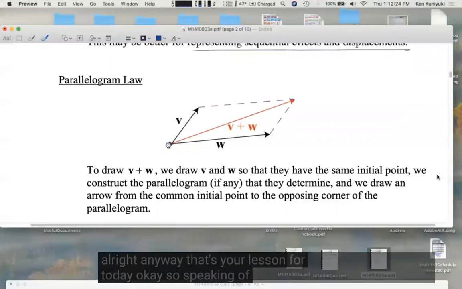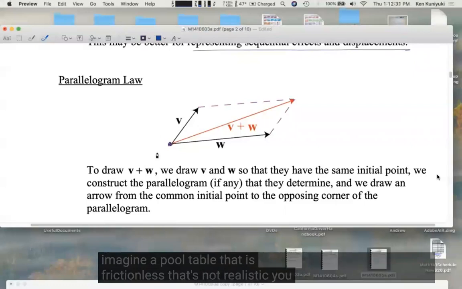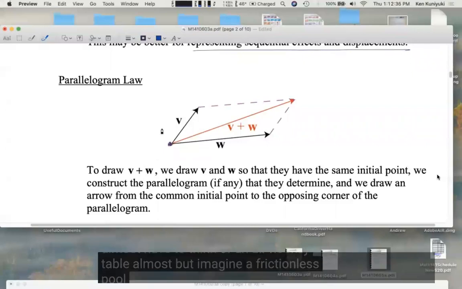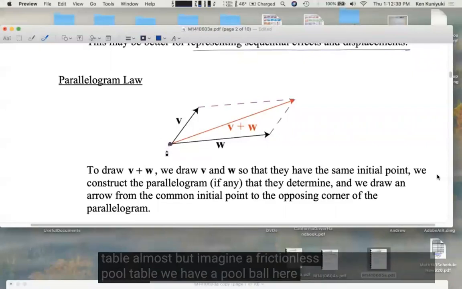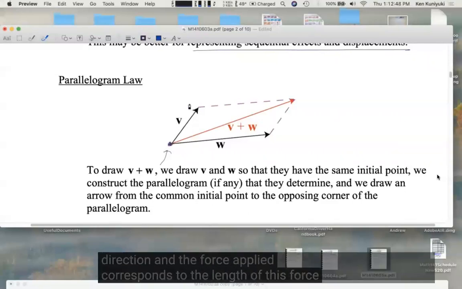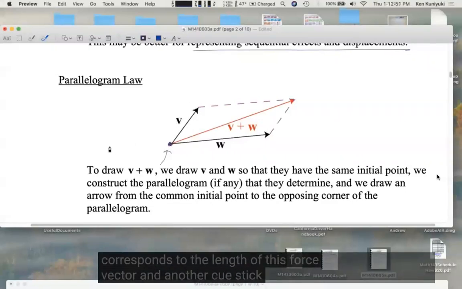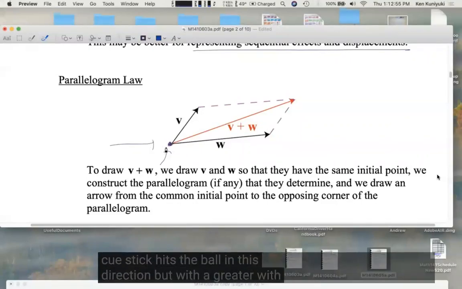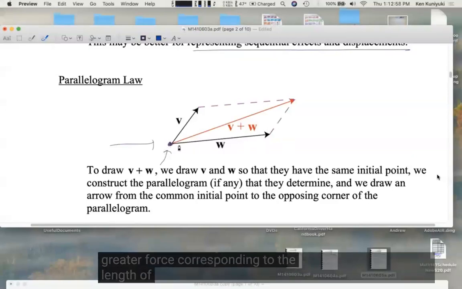Okay, so speaking of pool, imagine a pool ball here, right? And imagine a pool table that is frictionless. That's not realistic. You almost have to think of an air hockey table, but imagine a frictionless pool table. Imagine that one cue stick hits the ball in this direction, and the force applied corresponds to the length of this force vector. And a second cue stick hits the ball in this direction, but with a greater force corresponding to the length of this force vector.